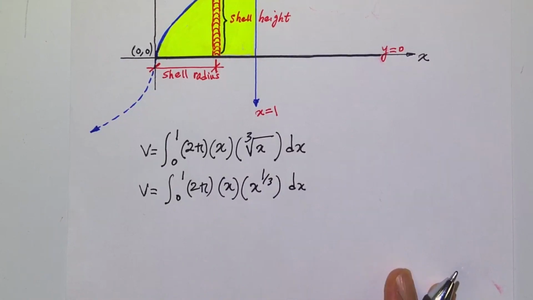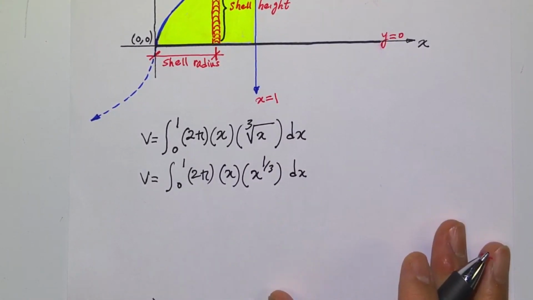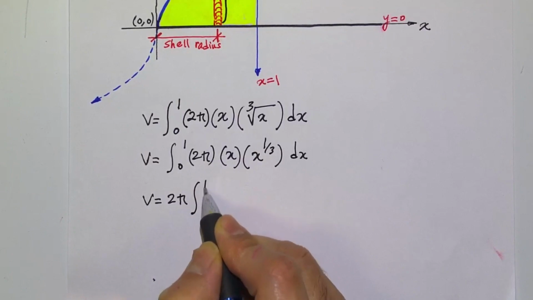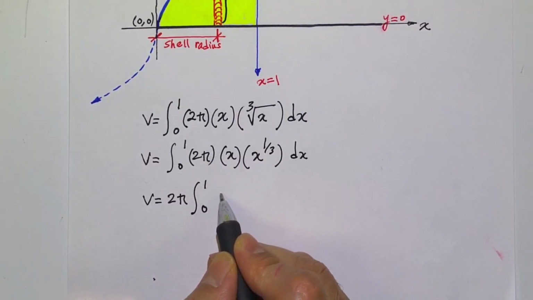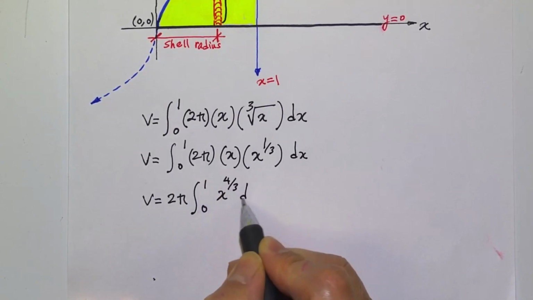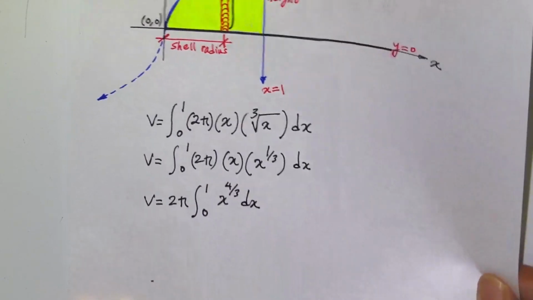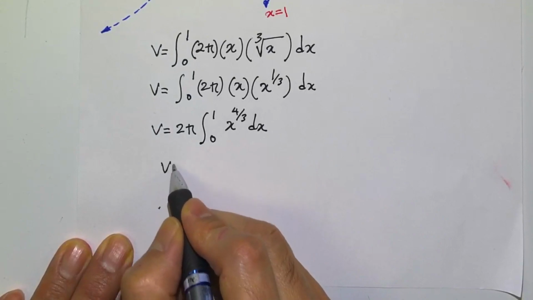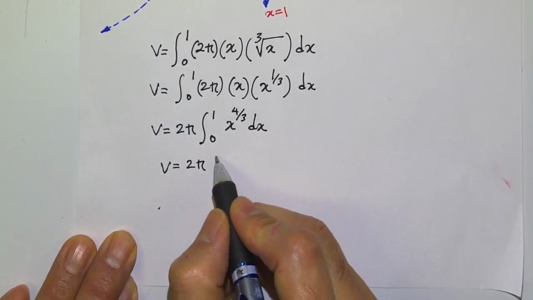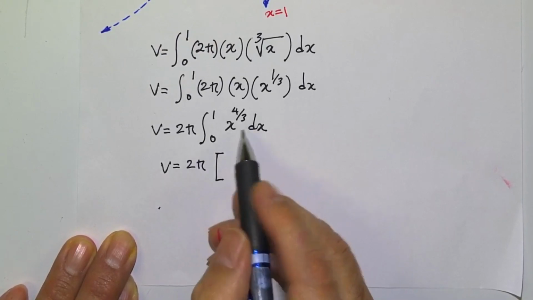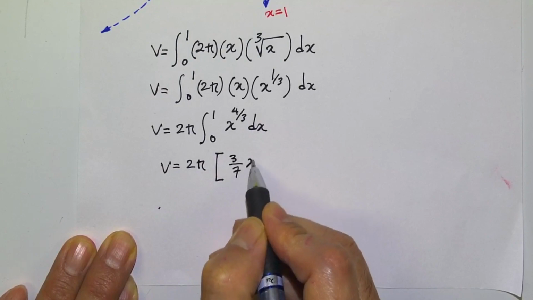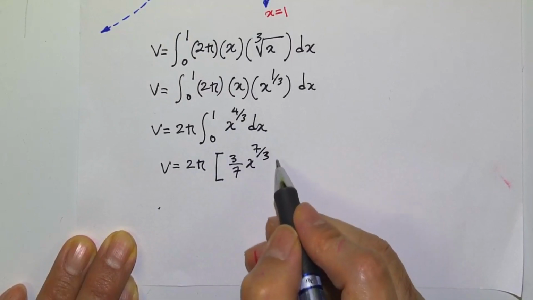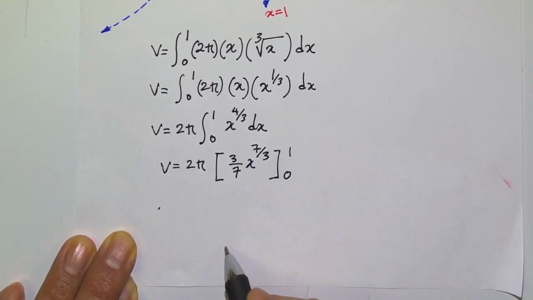Of course, these powers get added. So we'll have 4/3, right? And I'll put the 2 pi in front times the integral from 0 to 1 of x to the 4/3 power dx. Of course, this is a simple integral, so we know that the volume would be equal to 2 pi times 3 over 7 times x to the 7/3 power, and then limits of integration from 0 to 1.